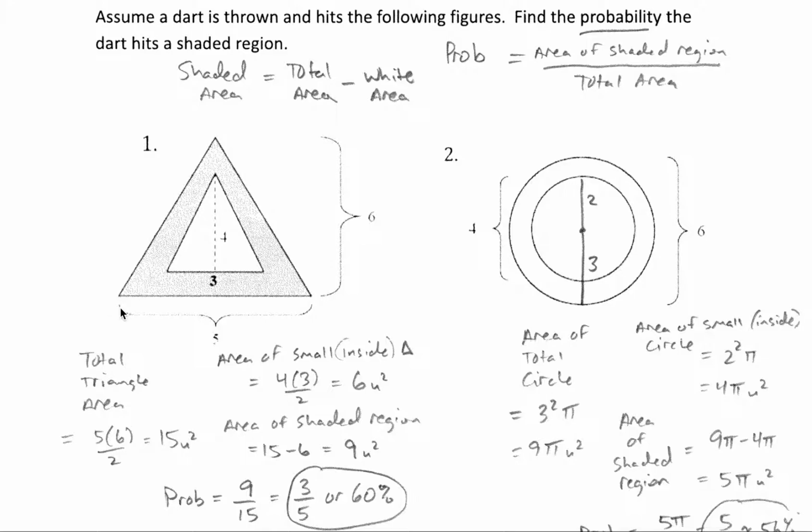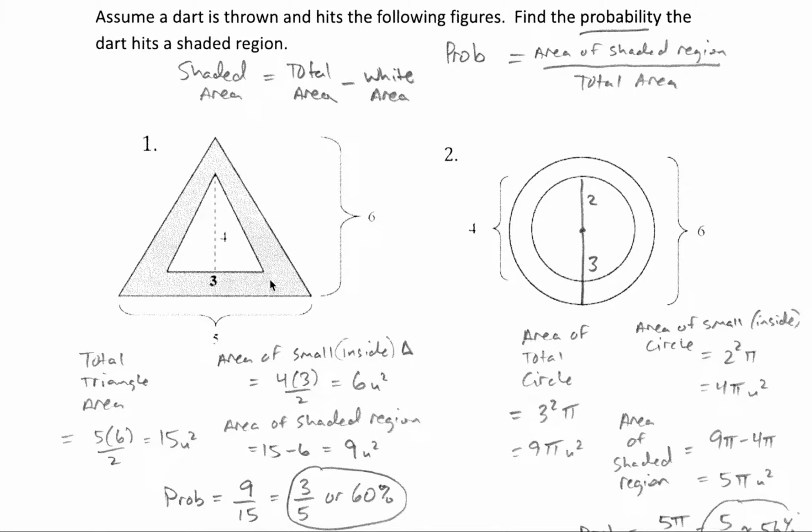To find the area of a triangle, we're going to do base times height. We're given both of those things, and we're going to divide that in half. So the total triangle would be 5 times 6 divided by 2, or 30 divided by 2, which is 15 square units. The area of our small white triangle is going to be 3 times 4 divided by 2, or 12 divided by 2, which is 6 square units. If we subtract those two things, that'll leave behind the shaded area. So 15 minus 6 is going to give us 9 square units.